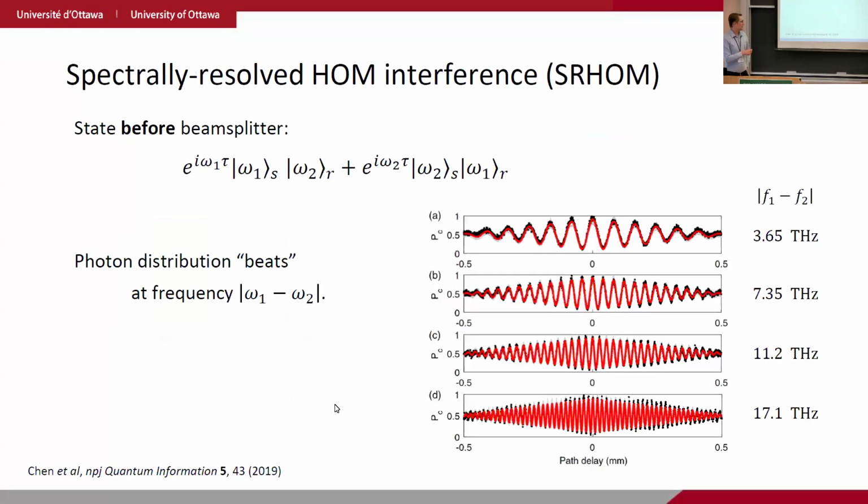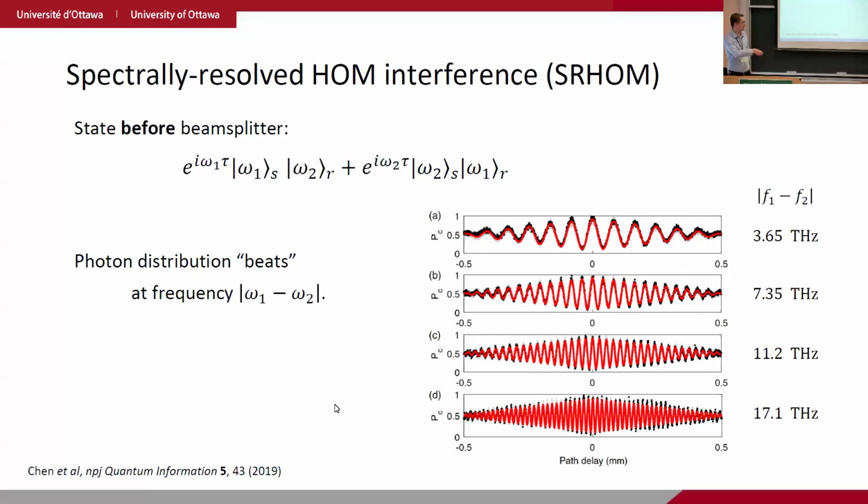If you do the same thing with frequency entangled photons, it's a little bit different. In that case, your probe state before the beam splitter, if you add a delay, you're going to have different phases accumulated by the two terms, which depend on which of the photon frequencies went through that delay. That means that you have a relative phase shift between the two terms, which is the beat frequency of the two photons multiplied by the time delay.